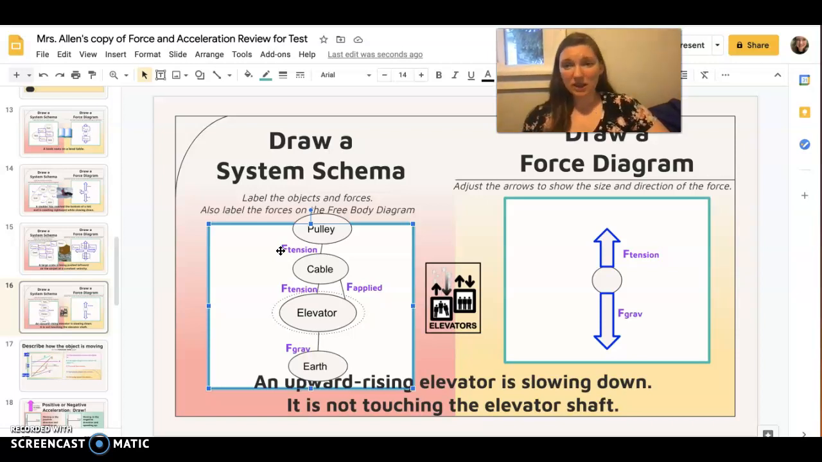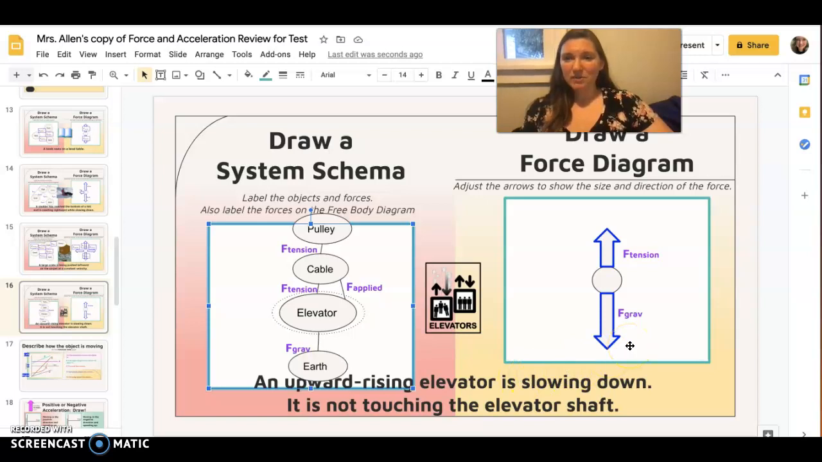Like, I always think about if you're walking a dog, right? The dog can feel the force on its end of the leash, and you can feel the force on your end of the leash because there's that tension there. That leash is tight. So there's that tension force there, and then there's the applied force that's pulling the elevator upwards.